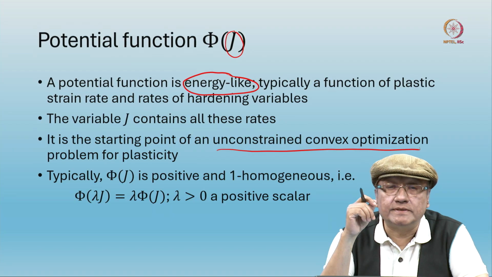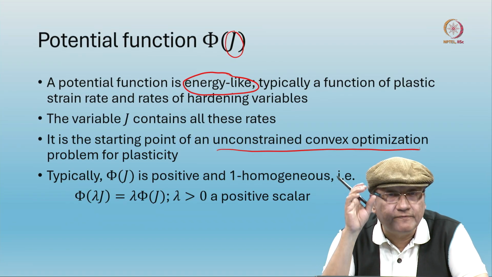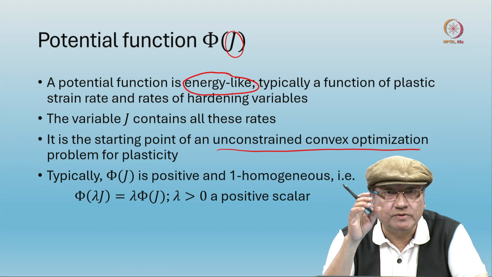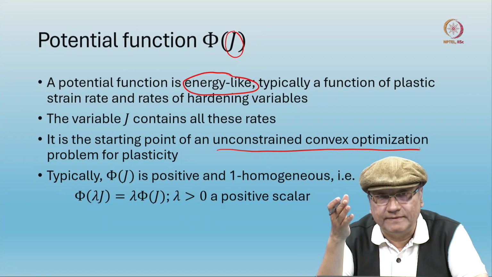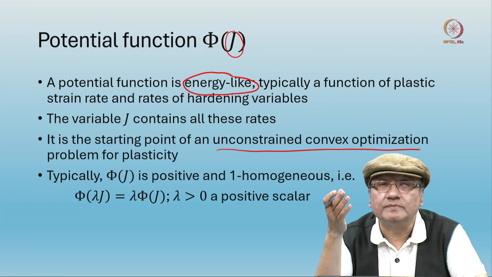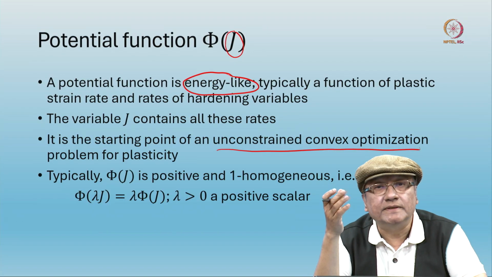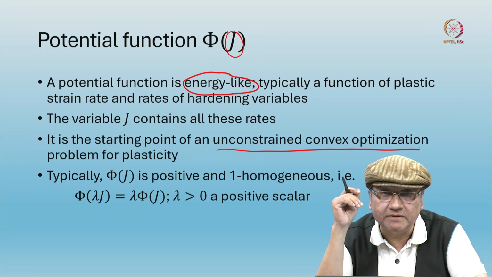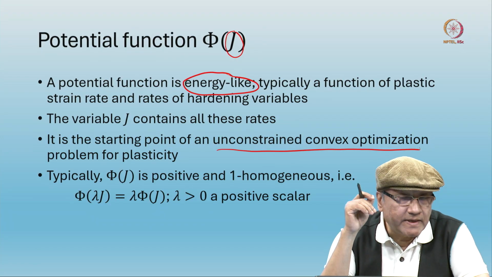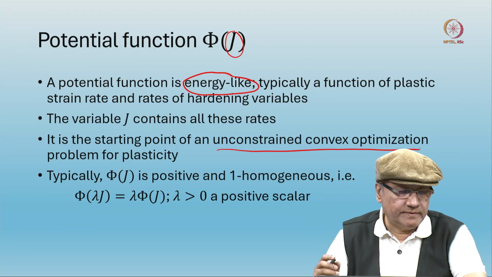It is quite interesting in its own right, because if you define an unconstrained optimization problem for plasticity, then just by solving it by many different means available in the literature, because a lot of work has been done on optimization problems, you can actually solve problems in plasticity very accurately.